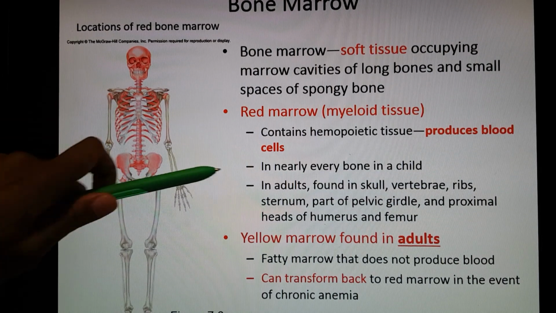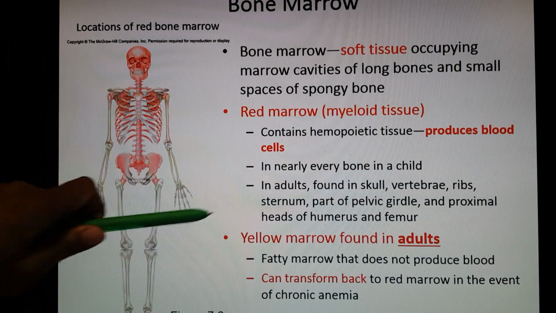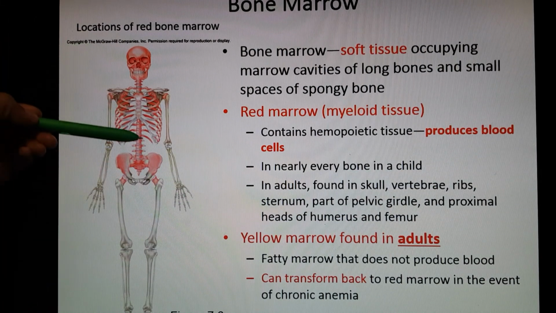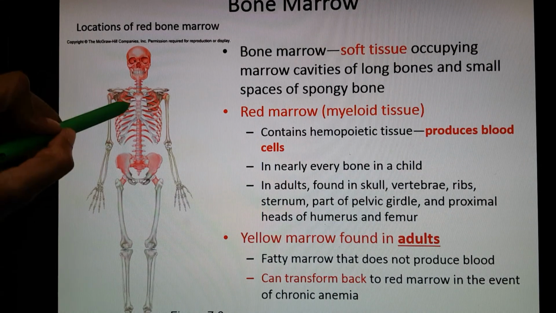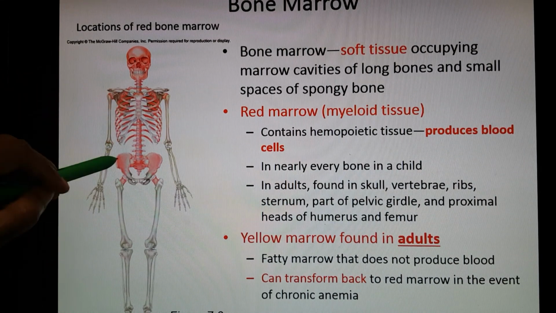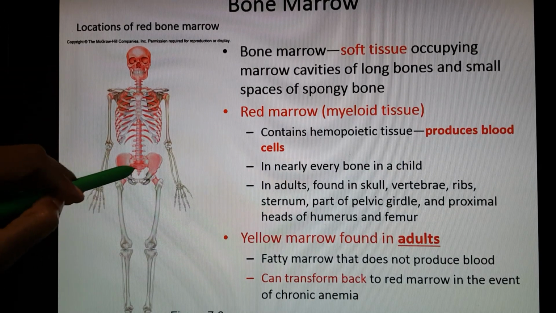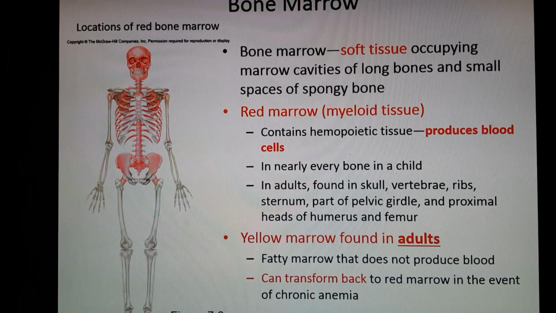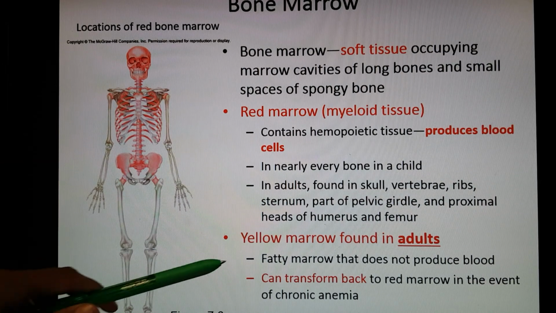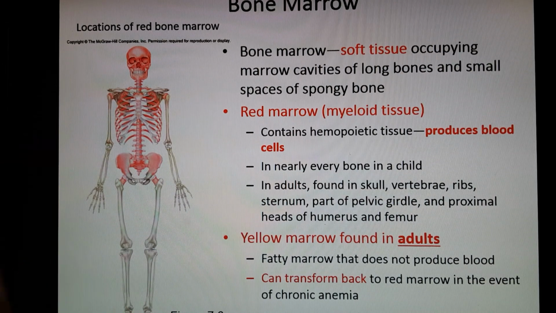Red bone marrow is found in nearly every bone in a child, but in adults it's only found in your skull, the vertebrae, ribs, your sternum, and part of your pelvic girdle, the os coxa, and the head of the femur. The rest is a lot of yellow marrow, which is only found in adults. It does not produce blood cells, but it can transform back into red marrow if you need it to, if you have, like, chronic anemia and need to make some more red blood cells.